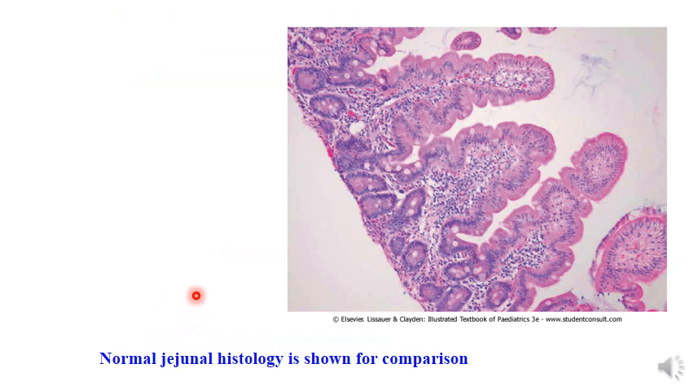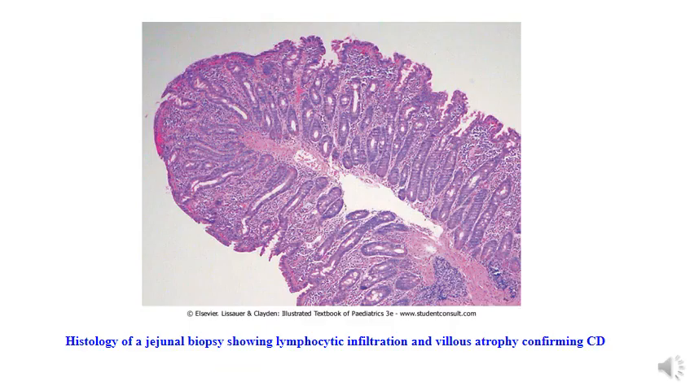So all cause subtotal or total villus atrophy. You see here normal mucosa of the small bowel. You see the villi, finger-like projections, and these are the crypts. This is a normal jejunal biopsy. Here there is flattening of the villi, subtotal or total villus atrophy with inflammatory cell infiltration, lymphocytic infiltration, and deepening of the crypts. So this is typically found in cases of celiac disease with signs and symptoms.